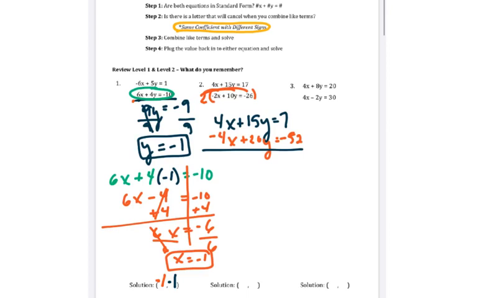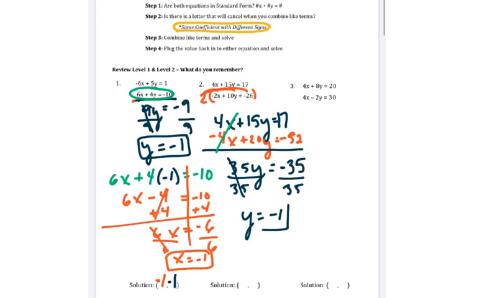Now I can combine like terms because my x's will cancel. 4x minus 4x is no more x's. 15 plus 20 is the number 35. 17 minus 52 is the number -35. Get y by itself by dividing. So that leaves me with y equals -1.